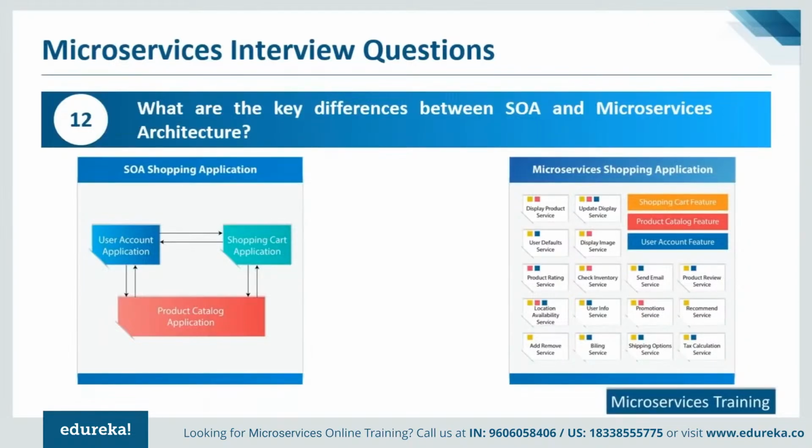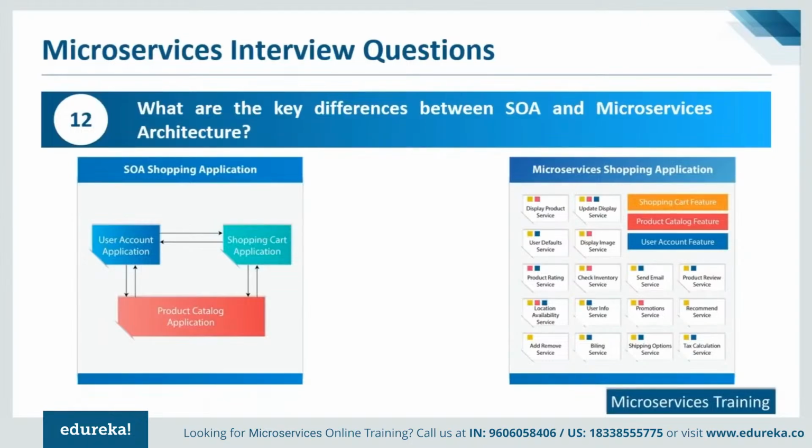Now, if you take a look at this architecture or this image, what you see here is nothing but a shopping application. These are the 3 common things that you need. You have a user account application, a shopping cart application, and a product catalog application. Inside these applications, you would be having minor services. So what microservices does is it has 3 features: a shopping cart feature, a product catalog feature, and a user account feature.